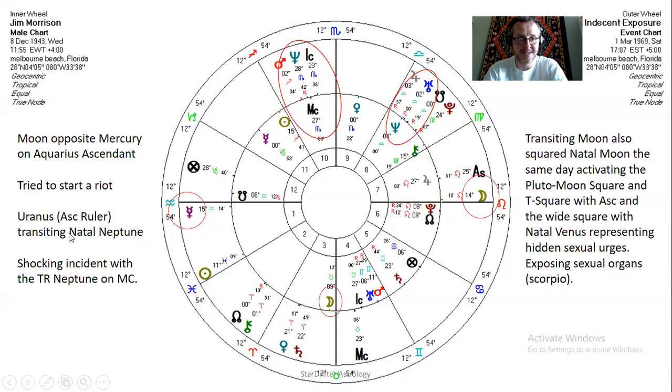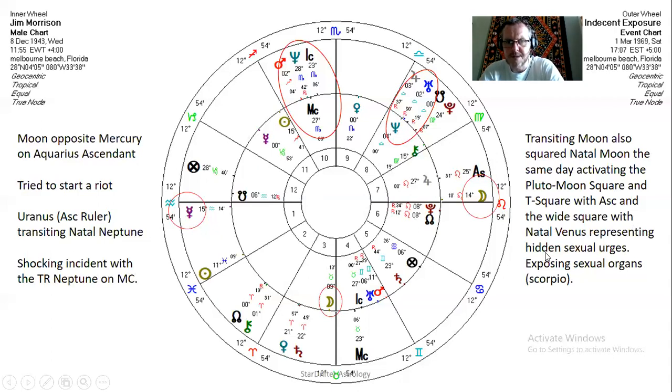And during that incident, he was accused of exposing himself. He threatened it on stage. Other witnesses say he didn't actually do it, but other sources say he did actually do it, and he found himself in court to defend himself from those allegations. Yes, the transiting moon would have activated the square, his Pluto moon square.